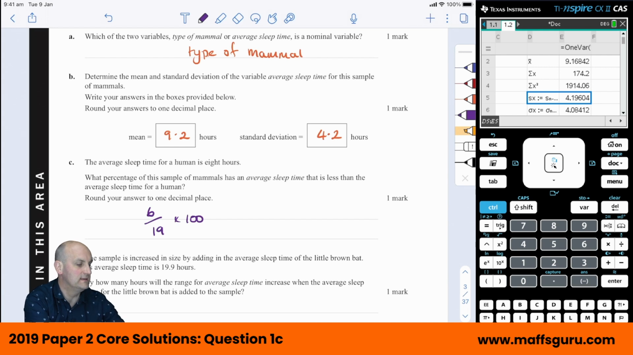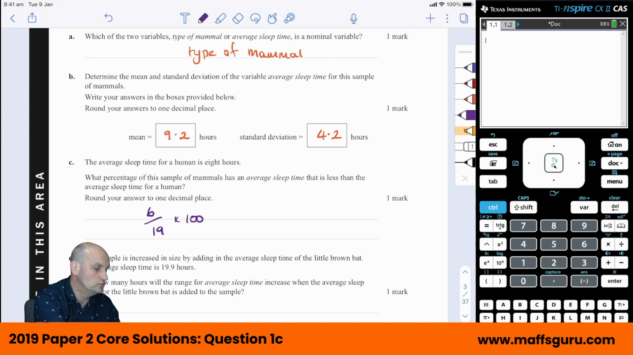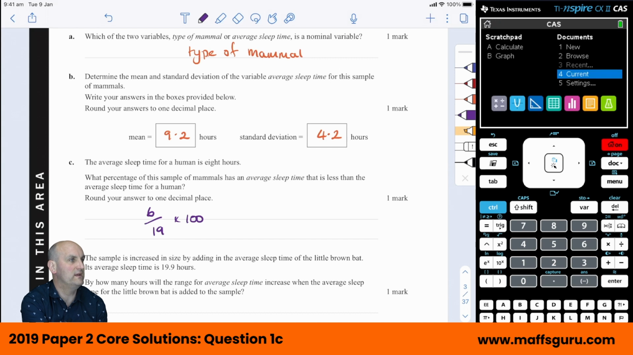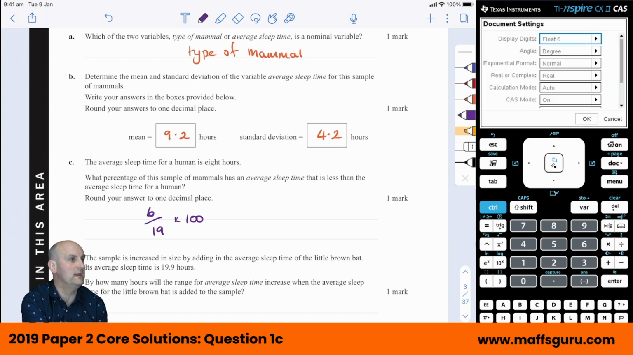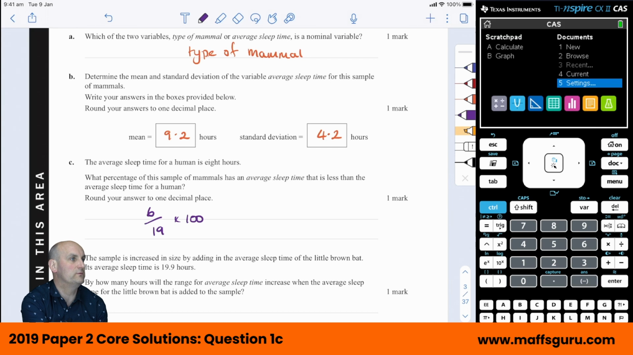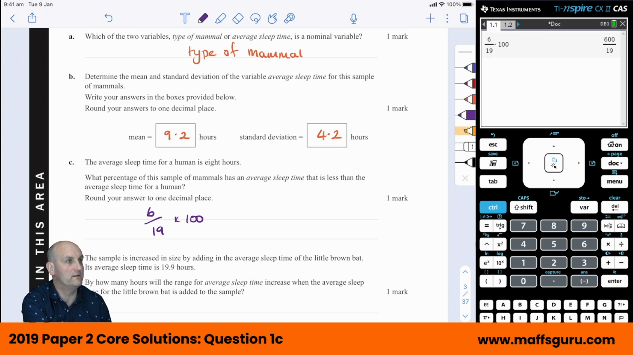Let's go back to my CAS. 6 divided by 19, and times that by 100. I've got my calculator in a strange mood, so I'm going to go to document settings, approximate, and then current, which will give me an opportunity to round it to one decimal place. So 31.6%. And there we go, correct answer.